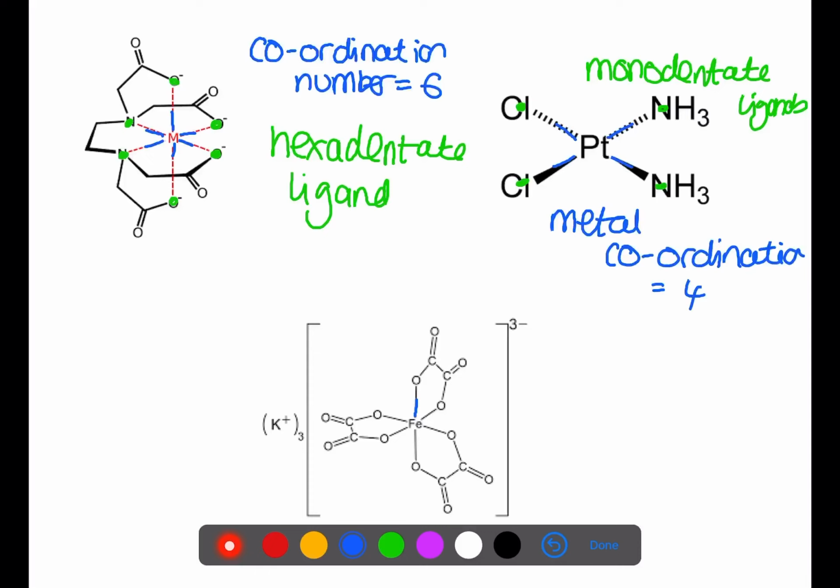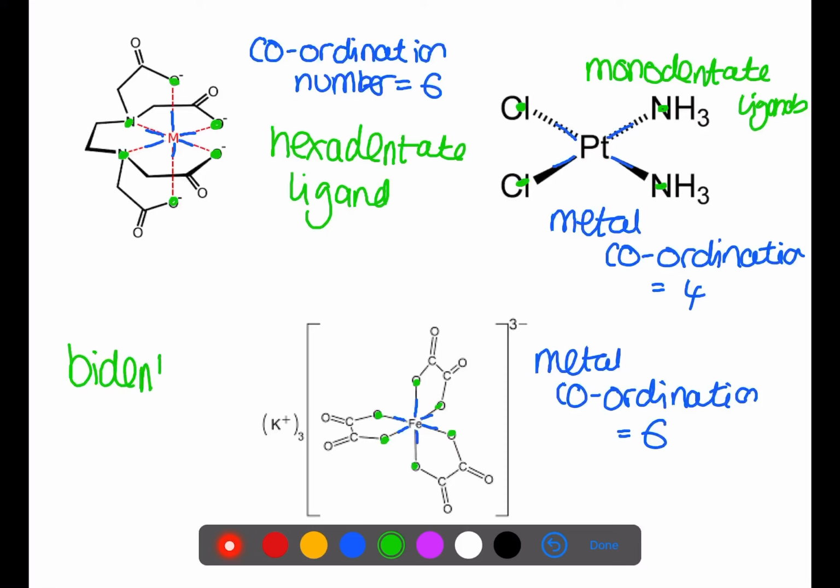In this iron example, we can see that the iron is forming 6 bonds. This means that the metal coordination number is 6. There are 3 ligands attached, and each ligand is using 2 atoms to join to the iron. This means that the ligands are bidentate ligands.